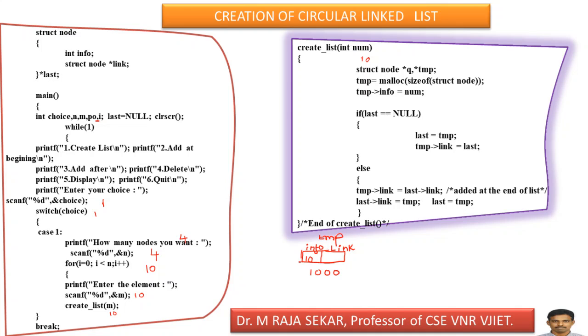Next, if last equal to null. What is my last value? We initialized this one with last equal to null. It's assigned with the null value. Therefore, null equal to null. It's true. If it is true, we will enter inside the if block.